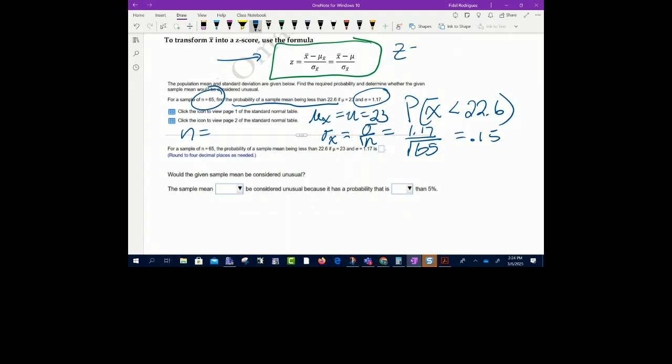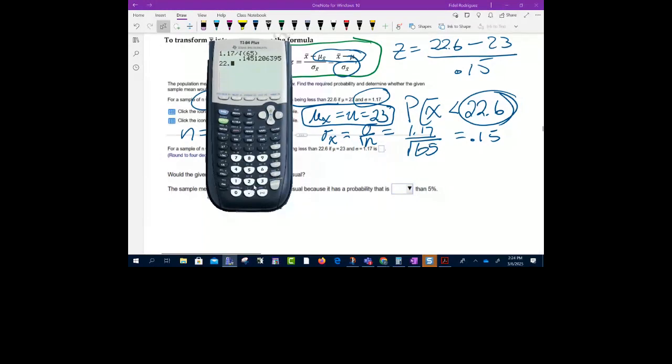Let's convert this to a z-score. Our sample average, 22.6, minus our population average, which we said was 23, divided by our new standard deviation for our sample means. Didn't we get that to be 0.15? Let's take our calculator: 22.6 minus 23, divided by 0.15. Are you coming up with negative 2 point and a whole bunch of sixes? If we go to two decimal places, what would I write? Negative 2.66 or 67? 67.